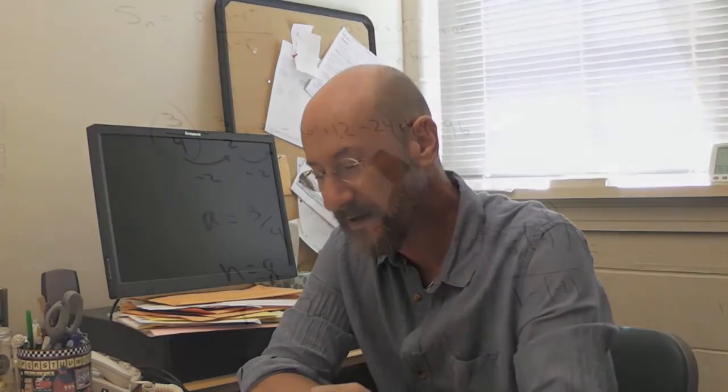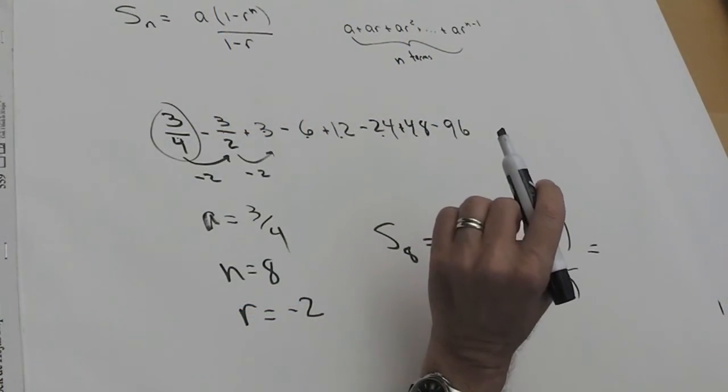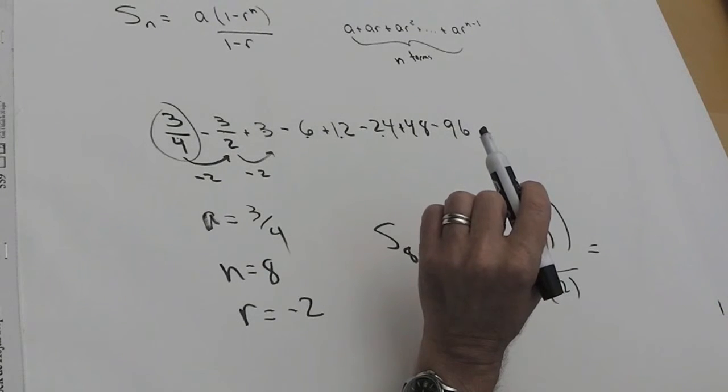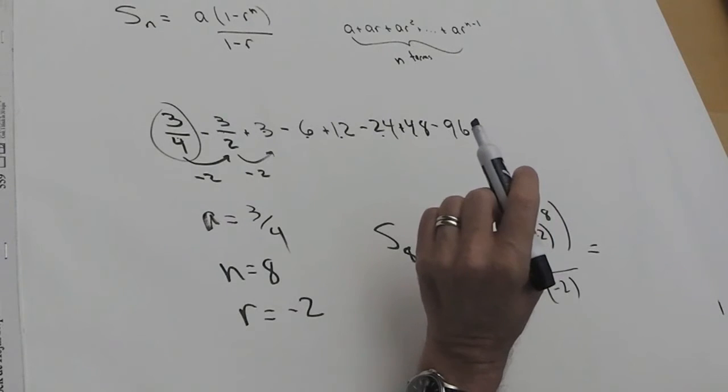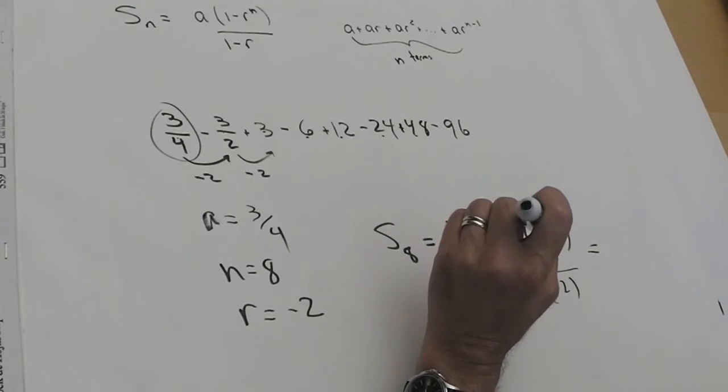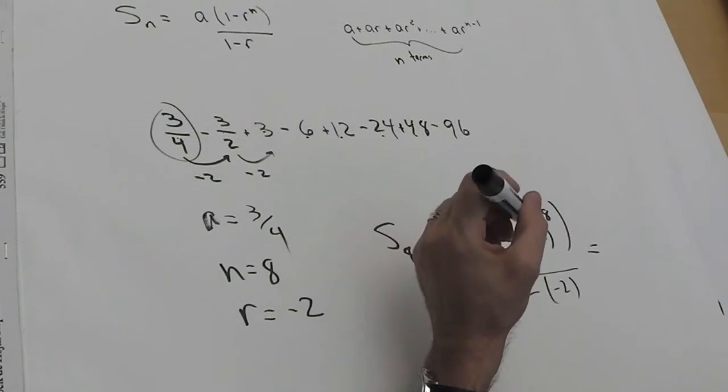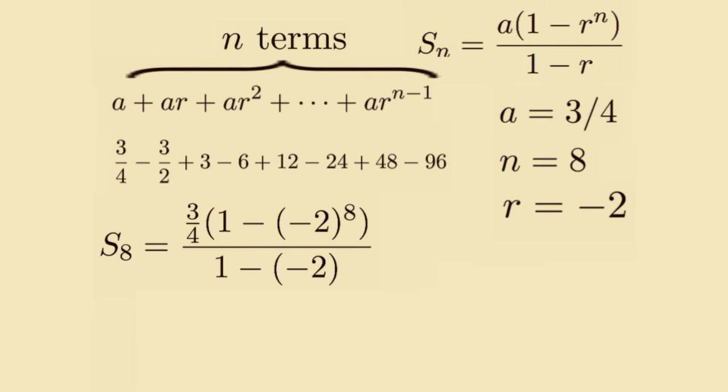Let's just simplify it. So what's negative 2 to the 8th power? Anybody know? What's 2 to the 8th power? Well, we could figure it out. 2 to the 4th power is 16, right? That's 2 times 2 times 2 times 2. And so if we square that, what's 16 squared? 256, right?